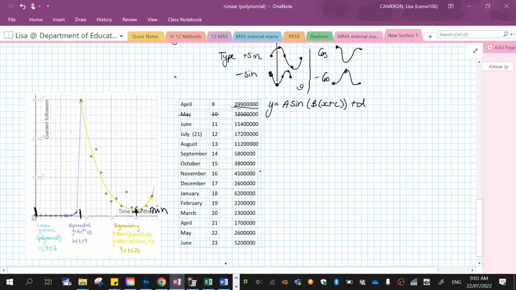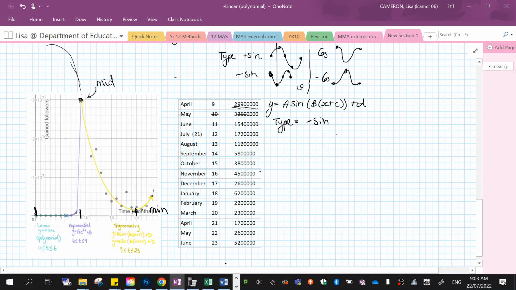So if I'm looking at what shape I've got over here, if I think about what this would look like, I'm going to say that the shape of it would be something like that. This point here is going to represent the middle of my graph, whereas this point down here is going to represent the minimum of my graph. So I'm going to say that the type of graph it is most likely a minus sine graph.